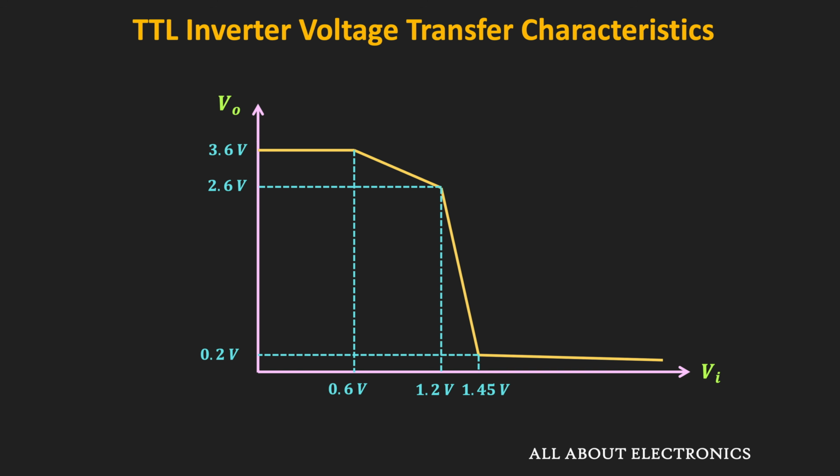So we have seen that in this region of operation, the Q1 is operating in the reverse active region, while the Q2 and Q4 are operating in the saturation region. And at the same time, this Q3 remains in the off condition. So that is the voltage transfer characteristic of the TTL inverter. And keeping these voltages in mind, the upper and lower limits of the TTL inputs and the outputs are defined.